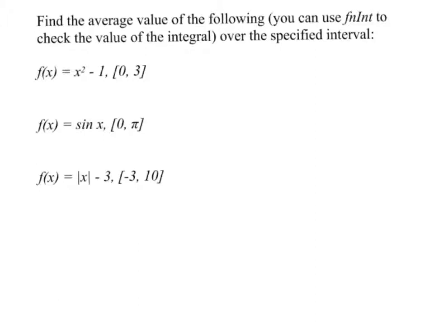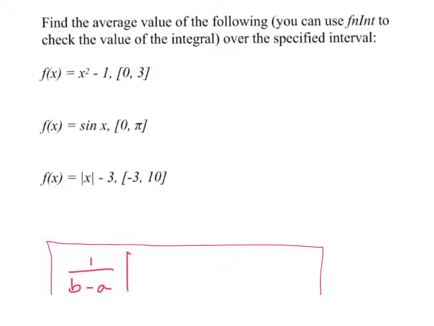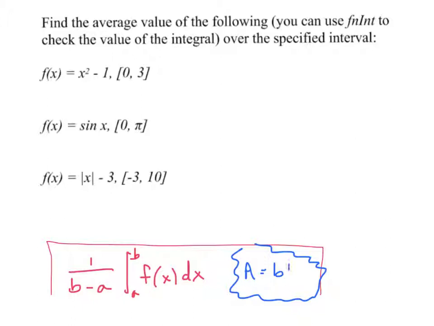Find the average value. First of all, remember, average value follows this formula. Let me just write it on the bottom here. 1 over b minus a multiplied by the integral from a to b of f of x dx. Remember, what we're doing here is saying that if I know the area that I want a rectangle to have, and I know what its base is, how do I find the height?